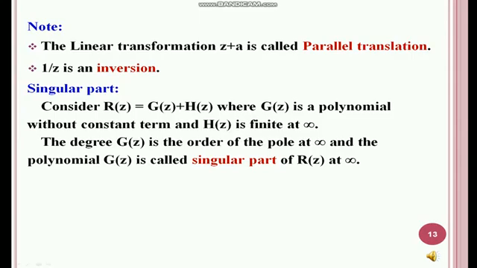Next we see the singular part. Consider R of z of the form g of z plus h of z, where g of z is a polynomial without constant term and h of z is finite at infinity. The degree of g of z is the order of the pole at infinity, and the polynomial g of z is called the singular part of R of z at infinity.